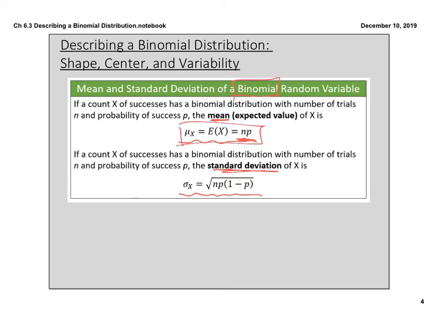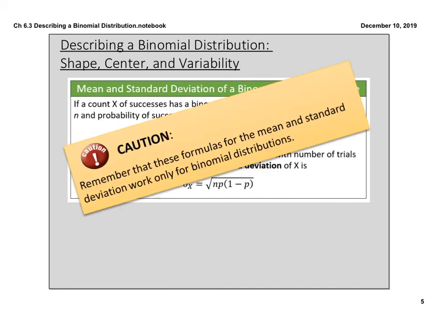Only for binomial distributions. And on the formula sheet that you get for the AP exam, these 2 things are on there. You will see those 2 formulas on your formula sheet, but these equations are ones that you will use to find the mean and the standard deviation for a binomial distribution. So this is only for binomial. That's the caution there. We don't use these for any other thing.